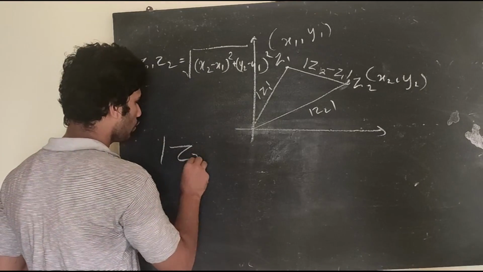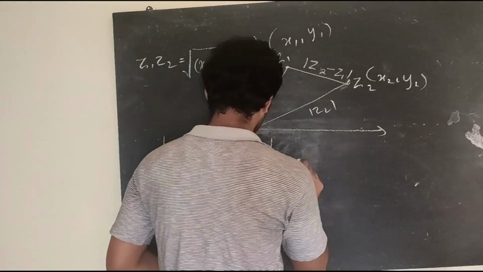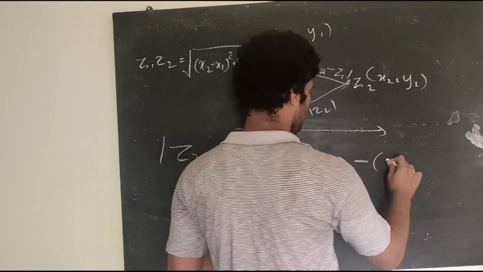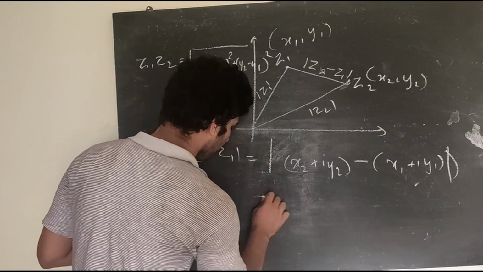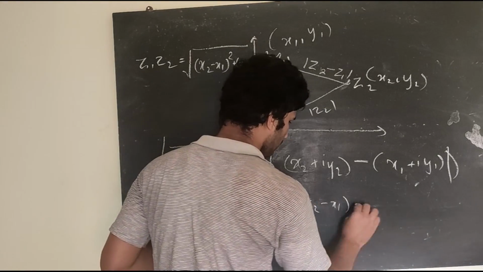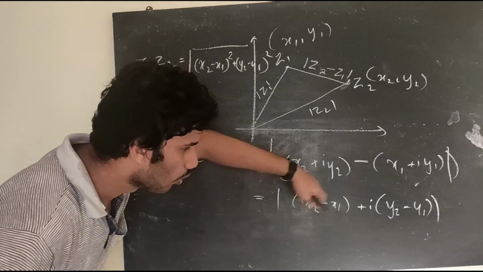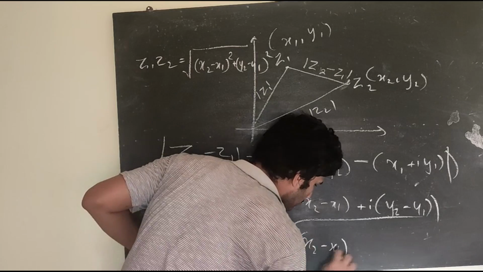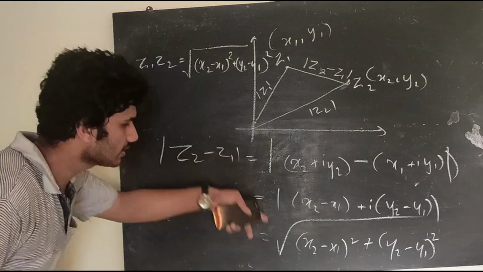Now modulus of Z2 minus Z1 is modulus of this. Actually Z2 is x2 plus i y2 minus x1 plus i y1. When I combine the real and imaginary parts, I'll get x2 minus x1 plus i into y2 minus y1, right? And the modulus of this will give me root of x2 minus x1 the whole square plus y2 minus y1 the whole square. So isn't this the same?